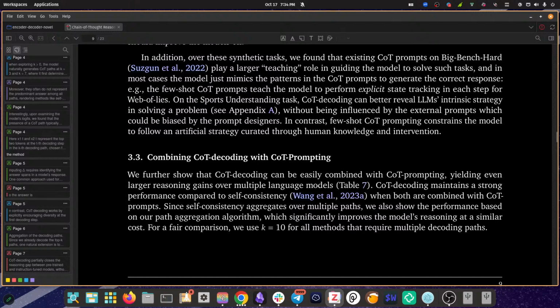So, few-shot COT prompting constrains the model to follow an artificial strategy curated through human knowledge and intervention. But I think this is probably along the lines of what Rod was asking earlier. Very close to that appeal, that it seems to be mimicking the patterns in the prompts to get the correct response. Is it right, Roger? Yeah, I think that was the question I was asking anyhow. What's occurring to me here is that the difference is that since it's on the decoder step and all you're doing is looking for probabilities, there's no potential contamination from a human prompt, right? That's something that's jumping out at me.